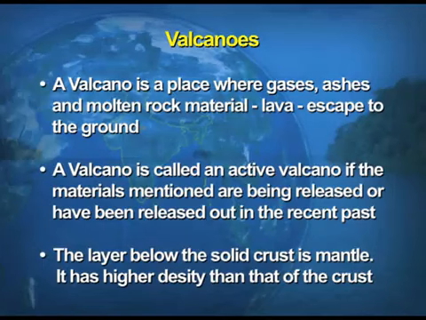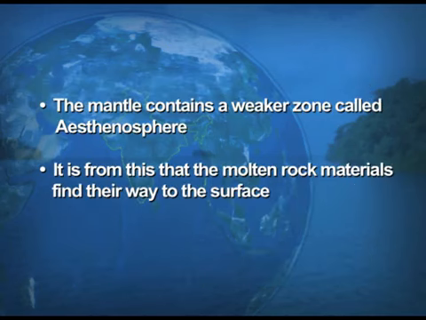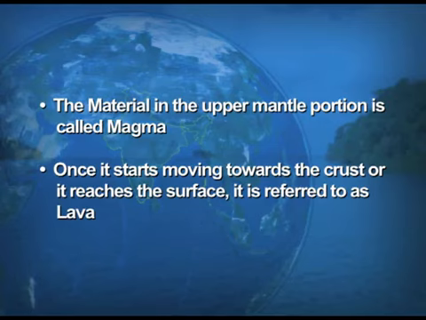This is one of the main sources of indirect information. Another indirect source of information is volcanic eruptions, which take place from the interior of the earth. Now, as we know, a volcano is a place where gas, ashes and molten rock material erupt from the earth's interior. The mantle contains a weak zone called the asthenosphere, and from there we have the eruption of this volcanic matter, the magmatic material, which comes out. When it reaches the surface of the earth, it is called lava.